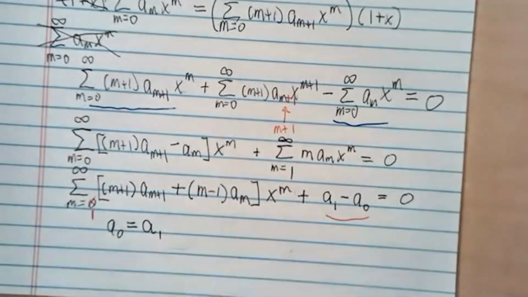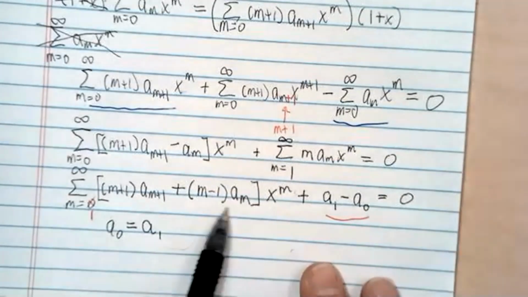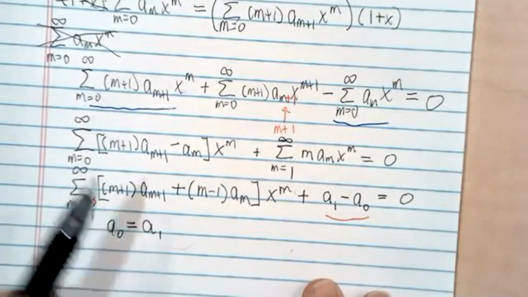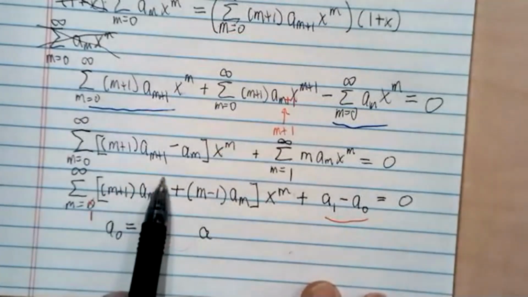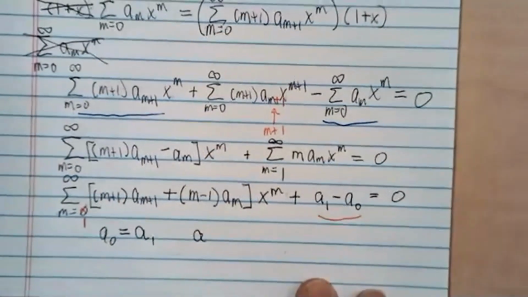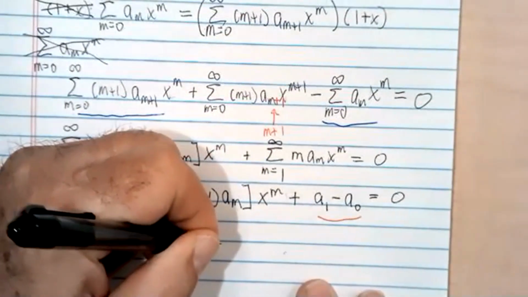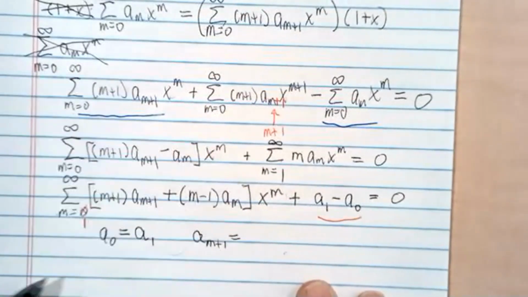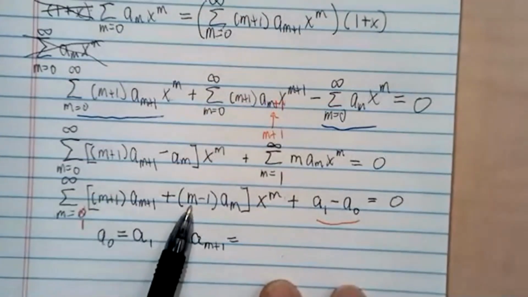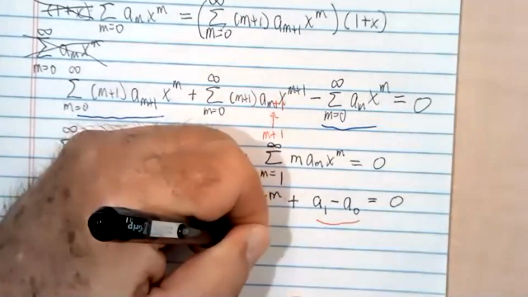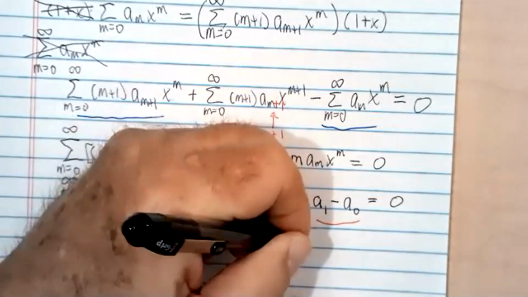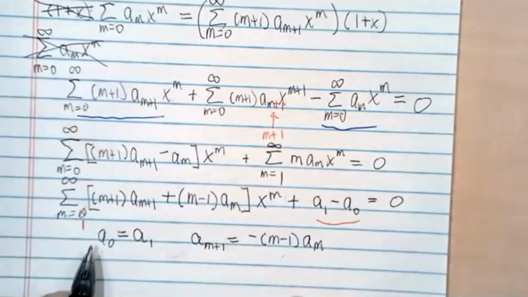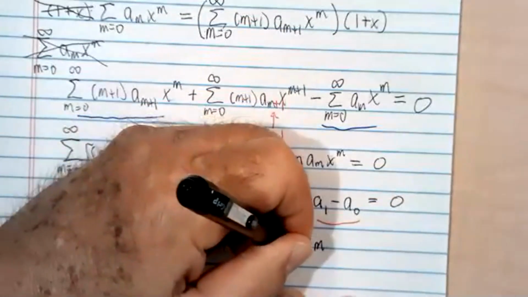The other thing that will come out now is a recurrence relation. If I solve this for a_(m+1), so you set this coefficient equal to 0, you'll get a_(m+1) is equal to, okay, so I'm going to push this to the other side of the equation, minus (m minus 1) a_m, divided by m plus 1.